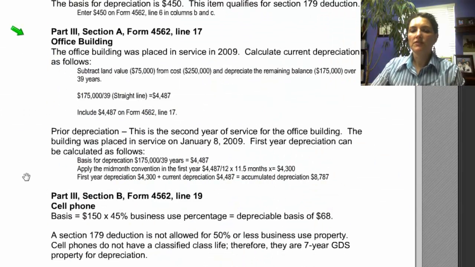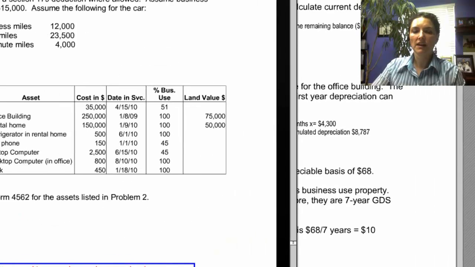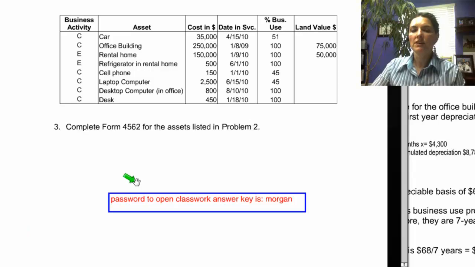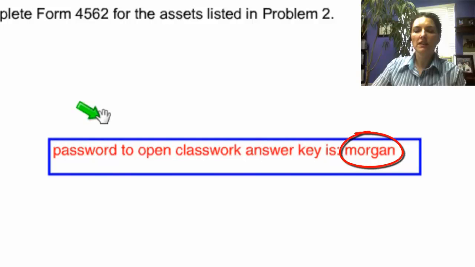The remainder of the answer key, the printed version, that is, of the answer key, provides further information on how we calculated depreciation for each of the assets. And, of course, you can feel free to read that in your own time. To access a printed copy of the answer key for the classwork assignment, the password is Morgan, M-O-R-G-A-N.